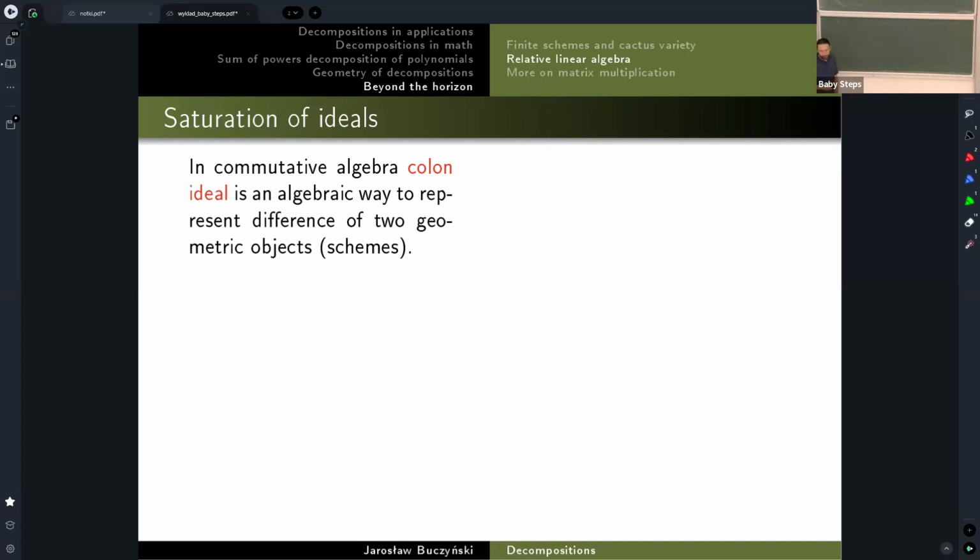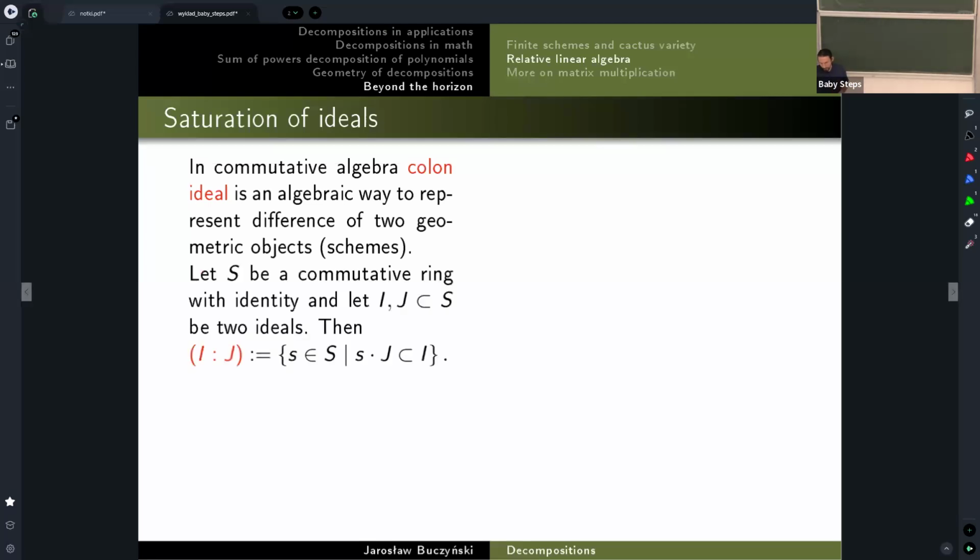This commutative algebra operation called the colon ideal is something that lets us represent the difference of two geometric objects. This could be varieties or unions of different varieties, and I will show you an example in a minute. The formal definition of the colon ideal is: you take a commutative ring, you take two ideals inside this commutative ring, and then the colon ideal is the set of all those elements S such that if you take S and multiply it by this second ideal J, the whole thing is contained in I.